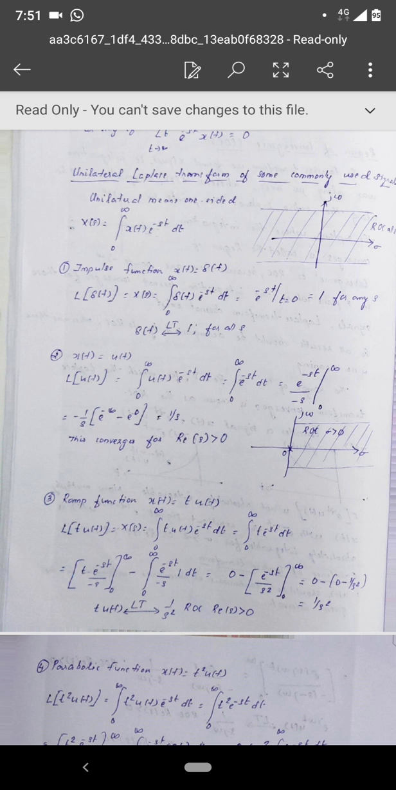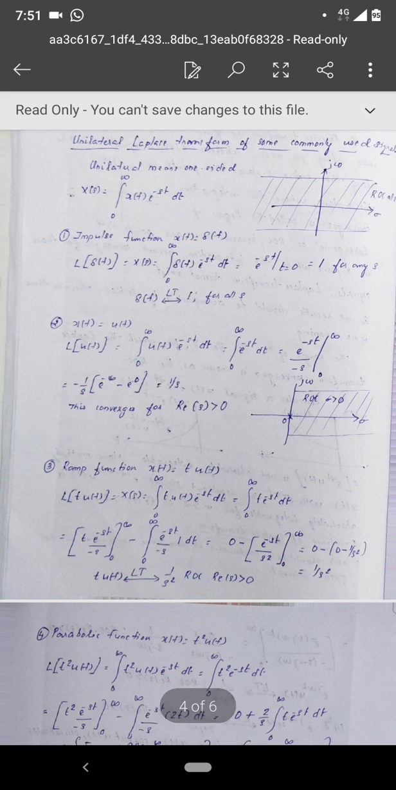We have to keep that convergence factor as such. So the only condition for the convergence factor to keep as such is that the real part of s should be greater than 0, or sigma should be greater than 0. One more point I have to make is that 1 by s, that function has a pole at the origin. So you have a pole at the origin.